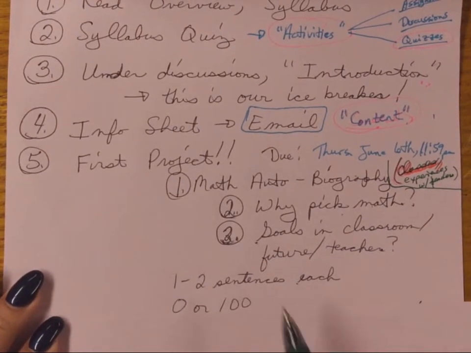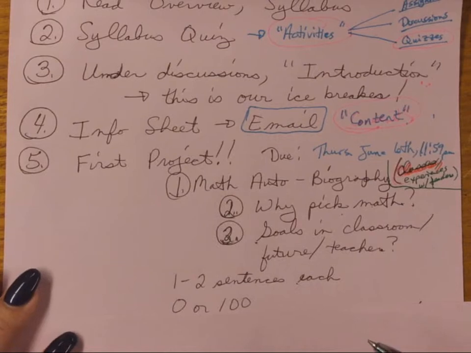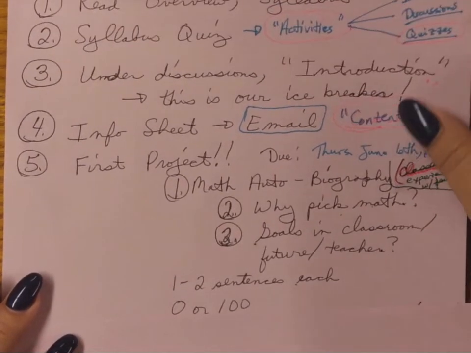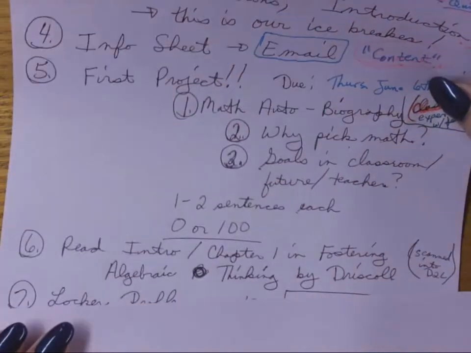The nice part about this project is it's either a 0 or a 100. You either did it or you didn't do it. If you did it but you didn't do it to the specifications I want, I'll email it back and say do it again because it's not quite what I want. Give me more. I need more information. So just be aware that that's out there. First project. Yay.